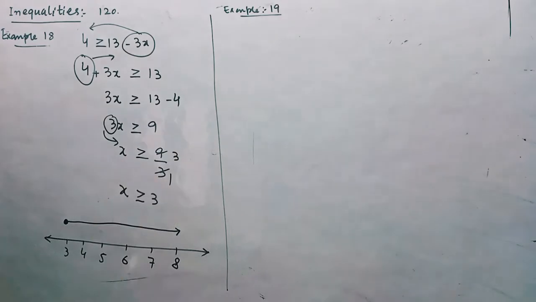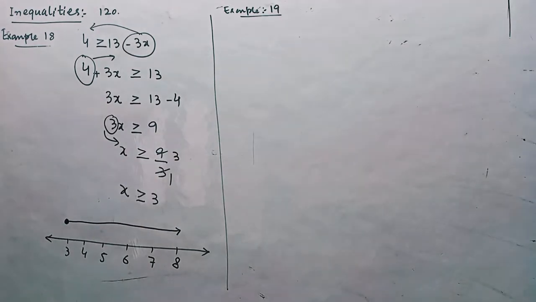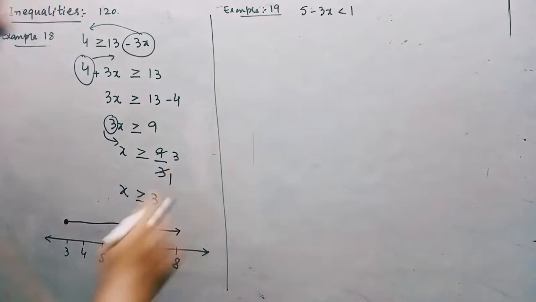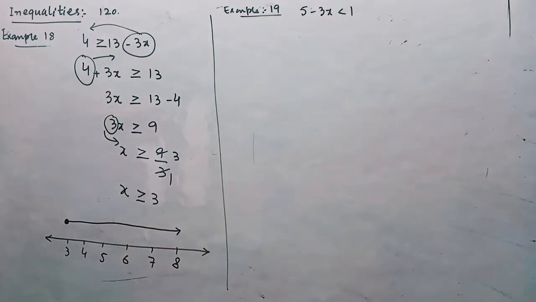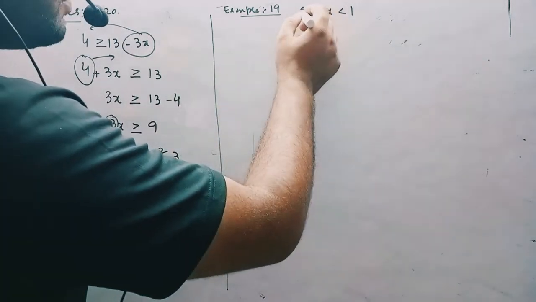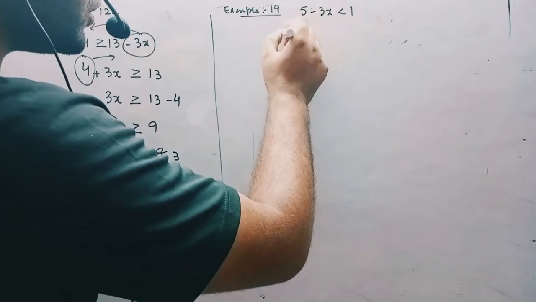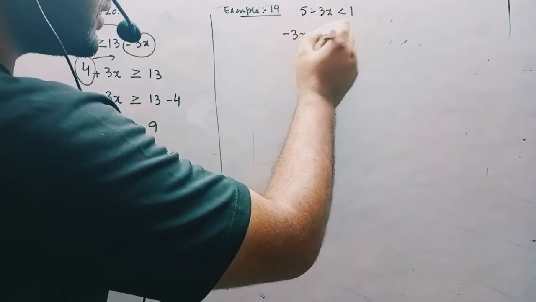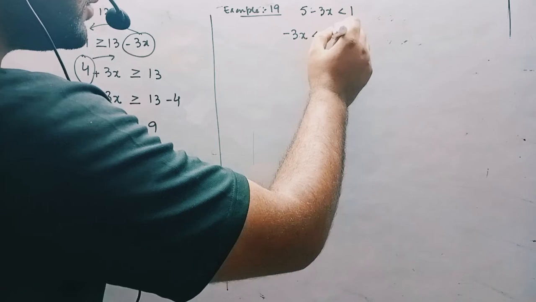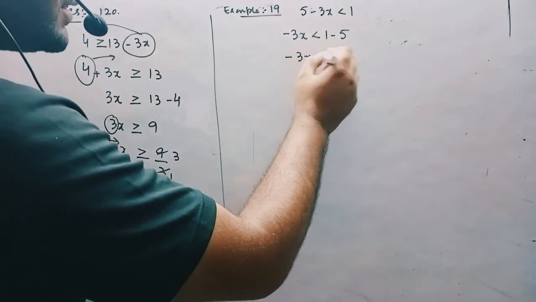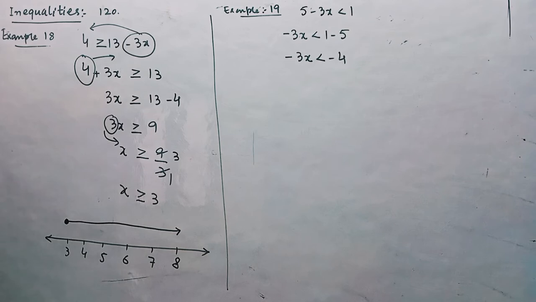Now example 19. In example 19, solve the inequality 5 minus 3x is less than 1. So how to do this? It's very easy. I will transpose the 5 here. So it will become minus 3x is less than 1 minus 5. So minus 3x is less than minus 4.